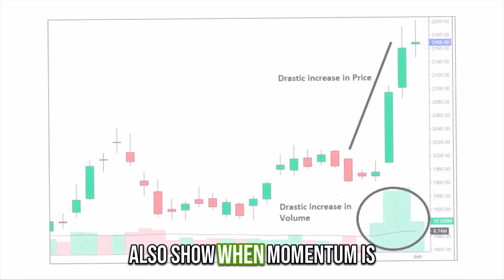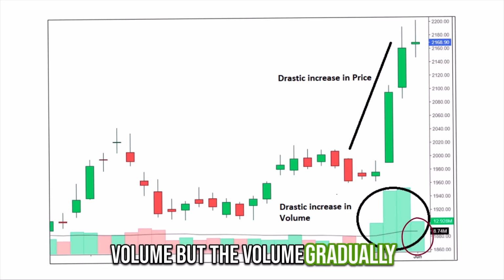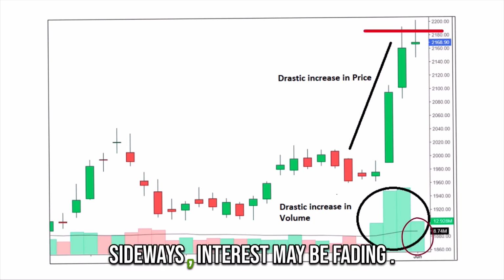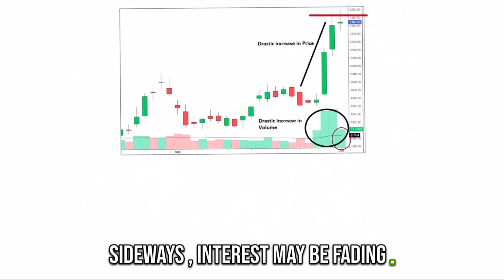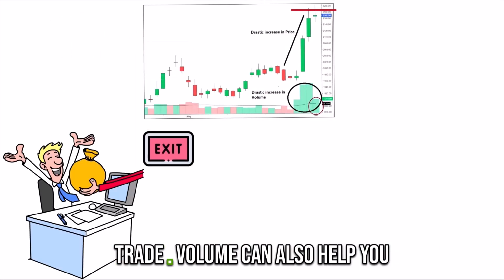Volume can also show when momentum is fading. If a move begins with strong volume, but the volume gradually declines while price moves sideways, interest may be fading. That may be a time to tighten capital exposure or consider exiting the trade.